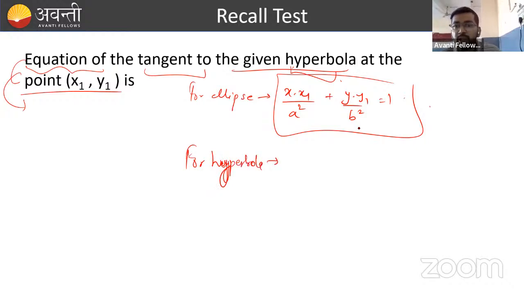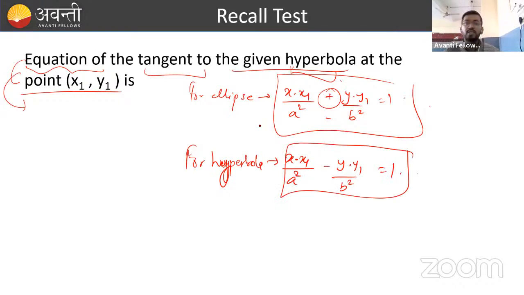For hyperbola also it is similar. What is the change? This plus sign changes to minus sign. So in the equation of tangent also, this plus sign changes to minus sign. It becomes x x1 by a square minus y y1 by b square equals to 1. So this is the equation of tangent to the hyperbola at the point x1 comma y1, right? So let's do a question.